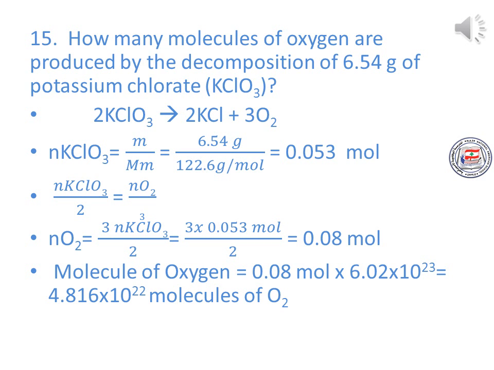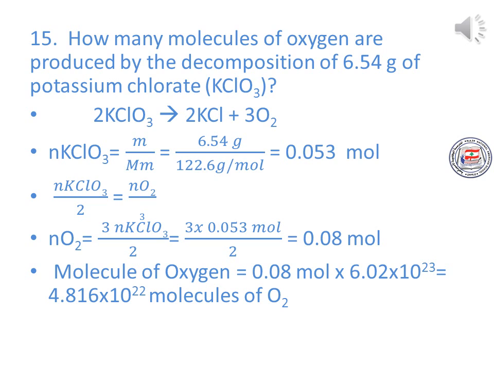Number 15. How many molecules of oxygen are produced by the decomposition of 6.54 grams of potassium chlorate KClO₃? So the first step, we need to find the number of moles of potassium chlorate. So mass divided by molar mass equals 6.54 divided by 122.6 grams per mole, and the answer is 0.053 moles.